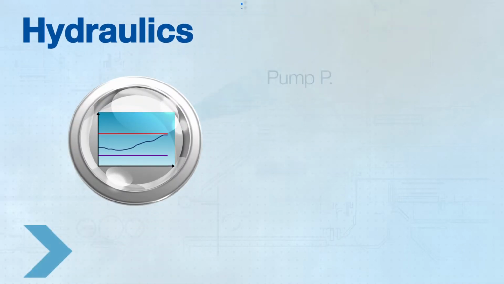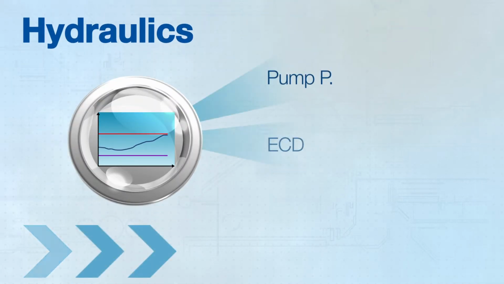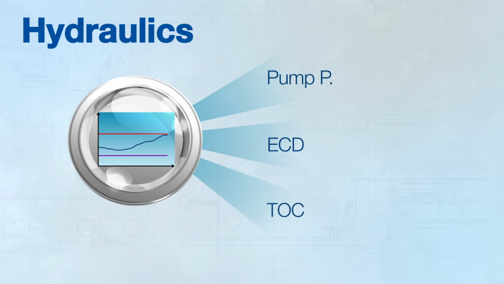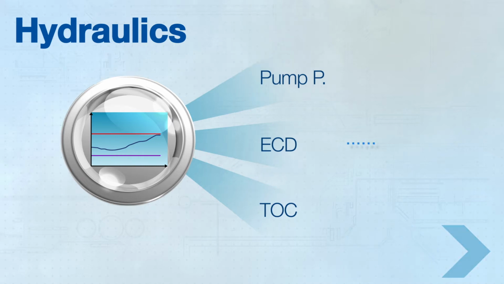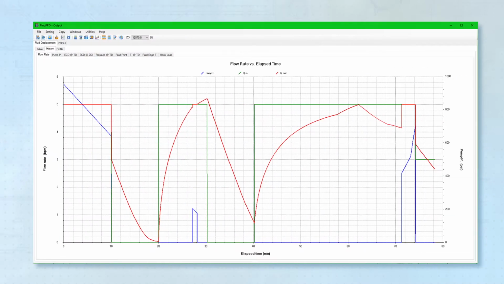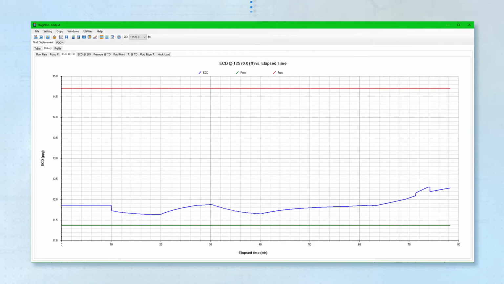On the hydraulic side, PlugPRO calculates the pump pressure requirements, downhole equivalent circulating density, and top of cement for various hole excess values. The flow graph shows the pump rate of returns, pump pressure, and also allows the user to identify free fall and backfill events. The ECD at zone of interest graph shows ECD values at specified measured depths throughout the entire job.